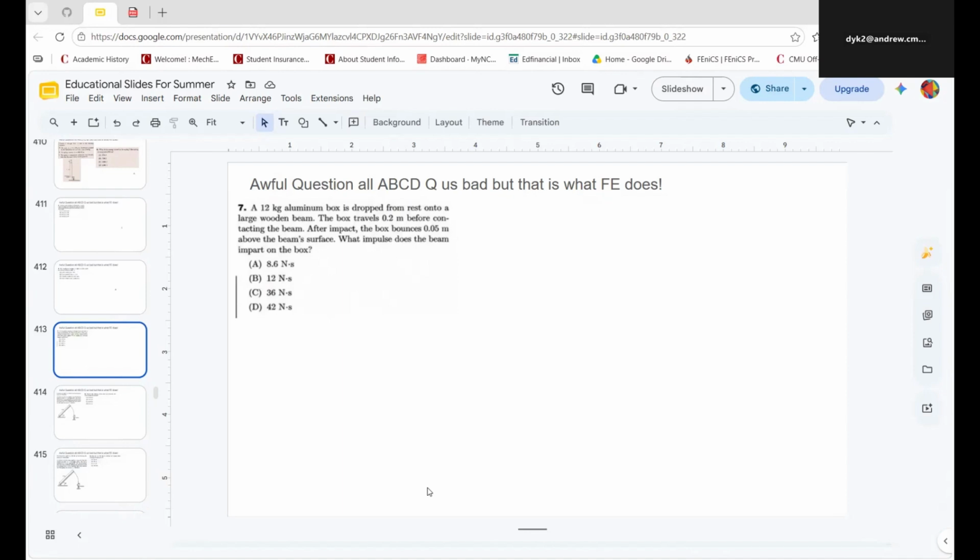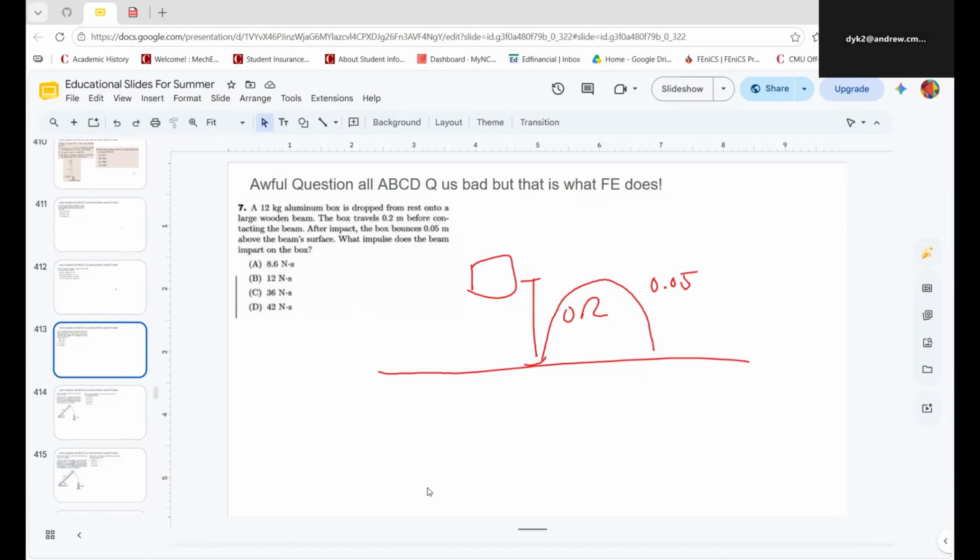All right, a 12 kilogram aluminum box is dropped from rest onto a large wooden beam. The box travels 0.2 meters before contacting the beam. After impact, it immediately bounces 0.05 meters above the beam surface. What is the impulse the beam imparts on the box? One of these questions.